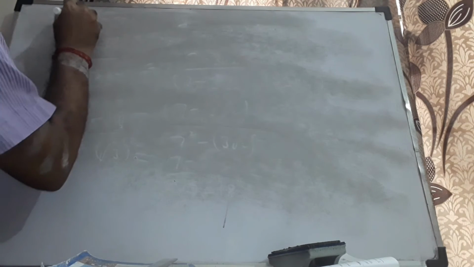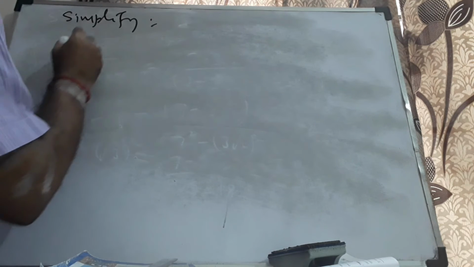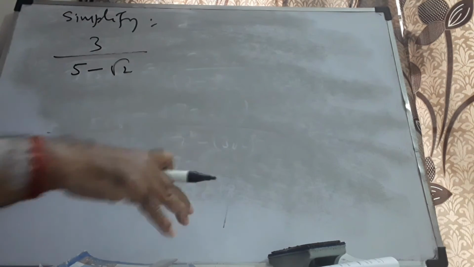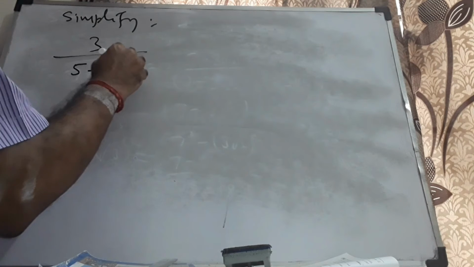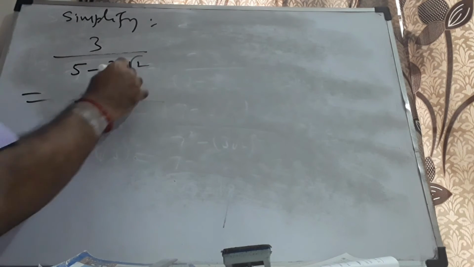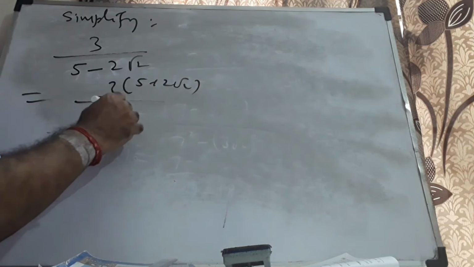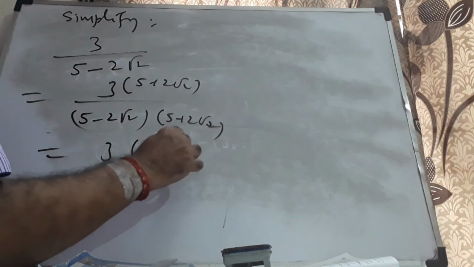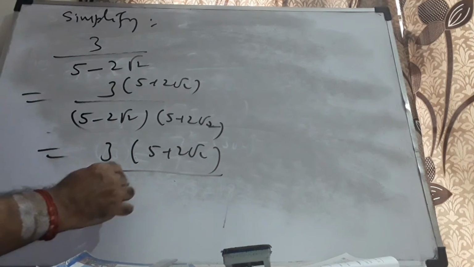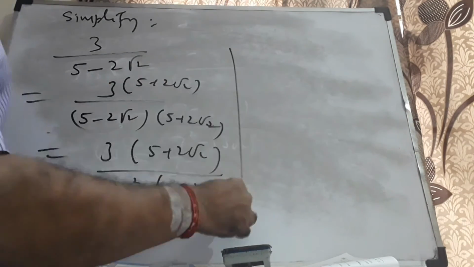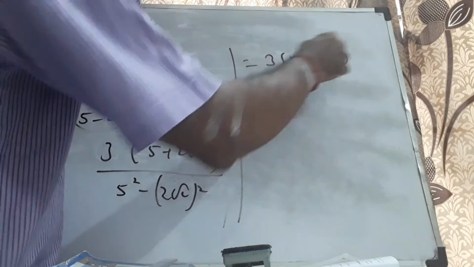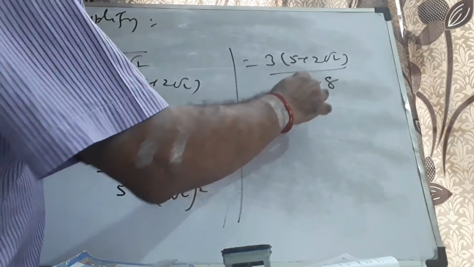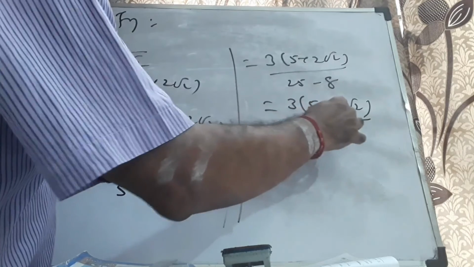Simplify 3 divided by 5 minus 2 root 2. This is 3 into 5 plus 2 root 2, into 5 minus 2 root 2 into 5 plus 2 root 2, which is 3 into 5 plus 2 root 2 divided by 5 square minus 2 root 2 the whole square, which is 3 into 5 plus 2 root 2 divided by 25 minus 4 2s are 8, which is 3 into 5 plus 2 root 2 divided by 17.